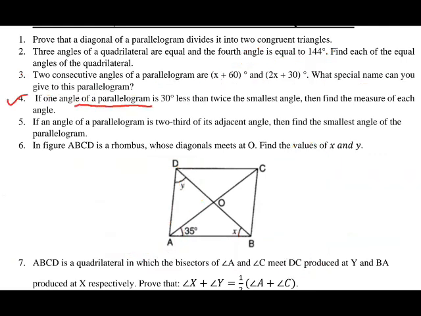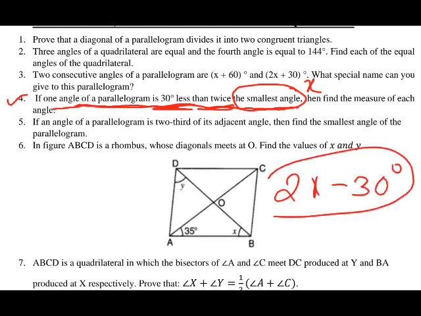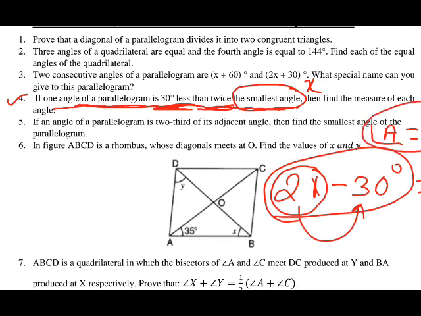If one angle of a parallelogram is 30 less than twice the smallest angle, let's keep the smallest angle as x. Twice the smallest angle, then 30 less, that is another angle. For example, if angle B is equal to this much, then angle A is equal to x. So let the smallest angle be x and let the largest angle be 2x minus 30. Isn't it easy? See, in this way you have to track down the algebraic expressions for it. Okay.